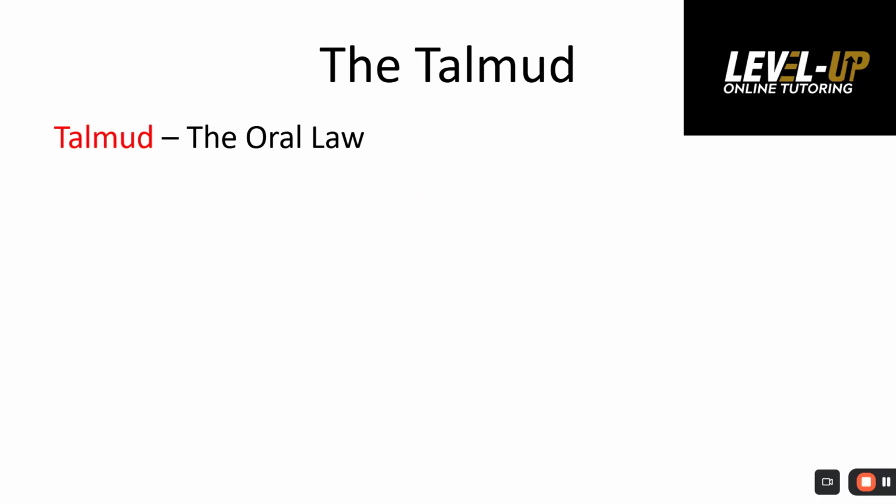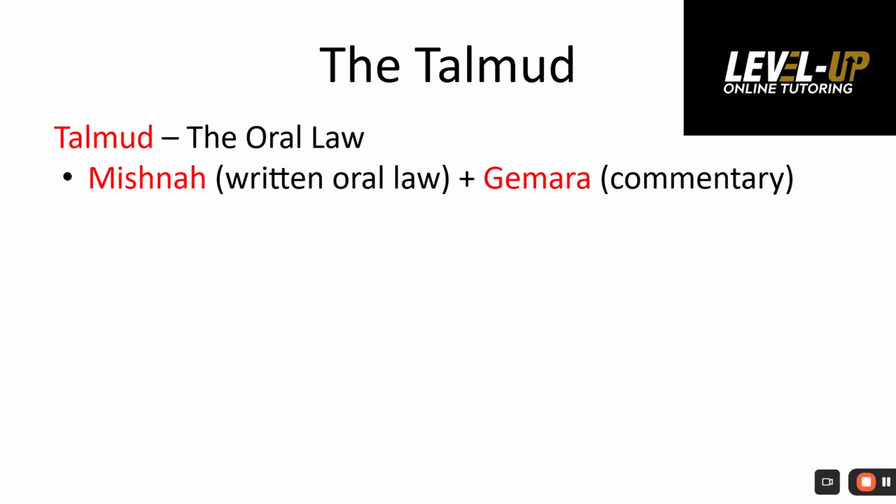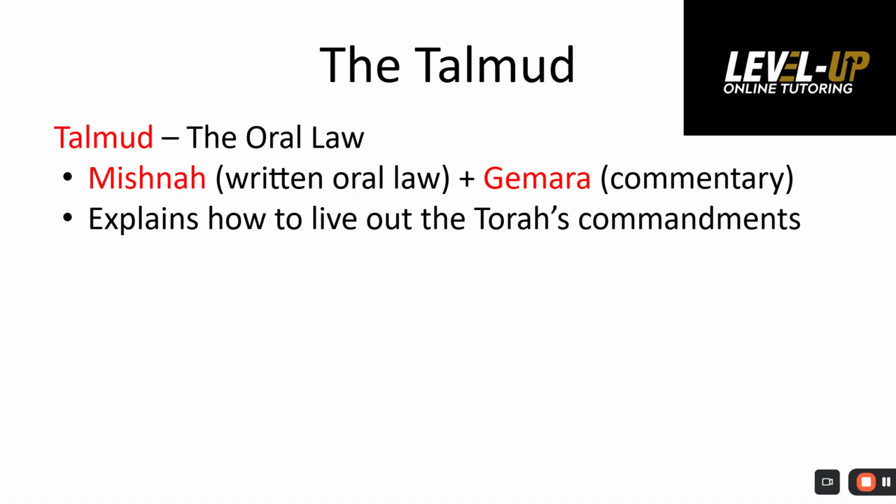Next, we come on to the Talmud. Now, the Talmud is more of the oral law. So you have different steps here. You have Mishnah, which is the written oral law. So that is laws that were originally passed around orally, so spoken to each other, that had then been written down over time. And then you also have the Gemara, which is the commentary that goes alongside those laws as well. This basically explains how to live out the Torah's commandments.